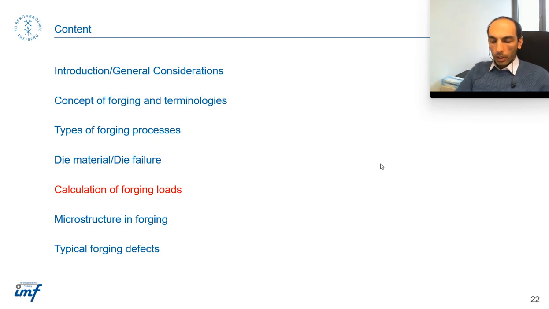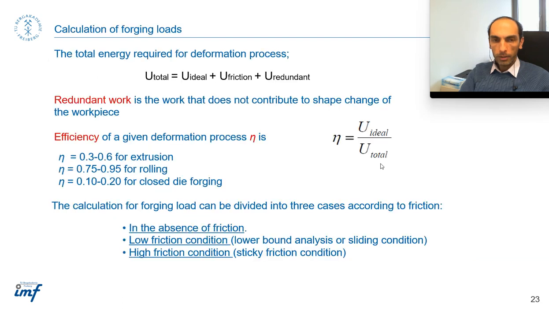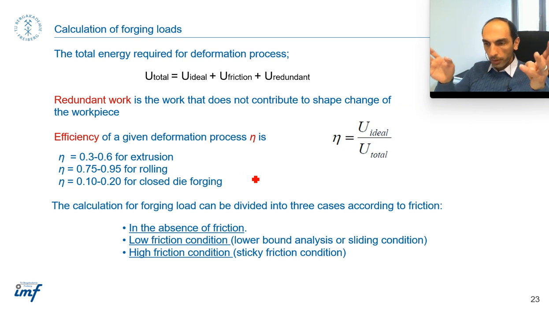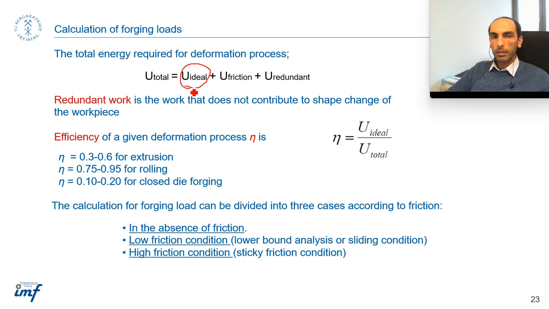Okay, now we arrive at the mathematical part of the lecture, which is about the analytical methods we can use to calculate the forging load. Of course, I just introduced a few methods, but the methods are not limited to these. There are some basic methods for calculating the forging load. As you know, the total energy in any deformation process is composed of the idle energy, the friction energy, and the redundant work or redundant energy. We talked about it before.